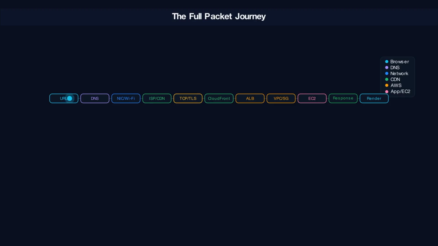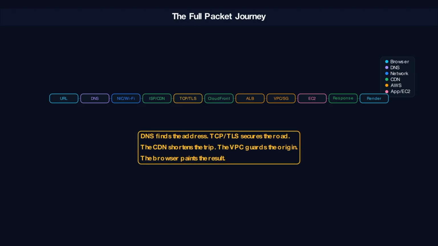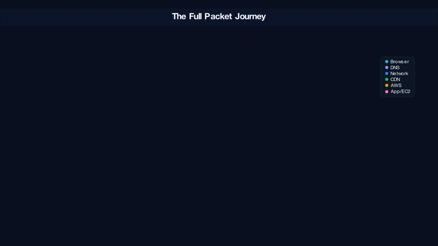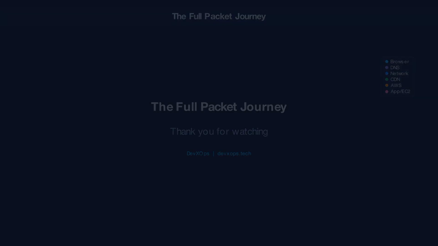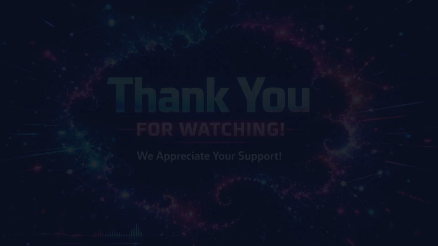Here's the full journey. You typed a URL. The browser checked caches. DNS resolved the hostname through recursive resolvers to Route 53. The OS built a packet, sent it through Wi-Fi, ISP, to the CDN edge. TCP and TLS secured the connection. CloudFront checked its cache, forwarded to the ALB. The VPC routed through subnets and security groups to EC2. The app built a response that traveled back. The browser parsed, rendered.